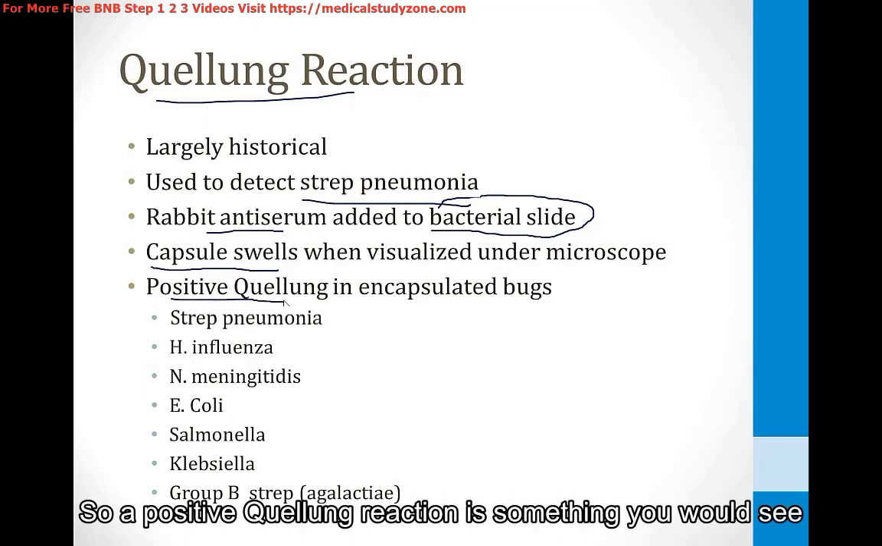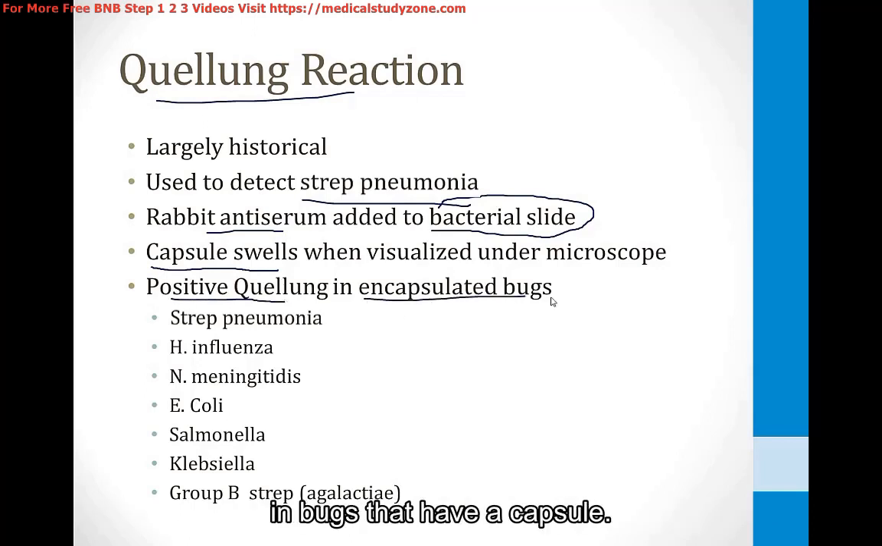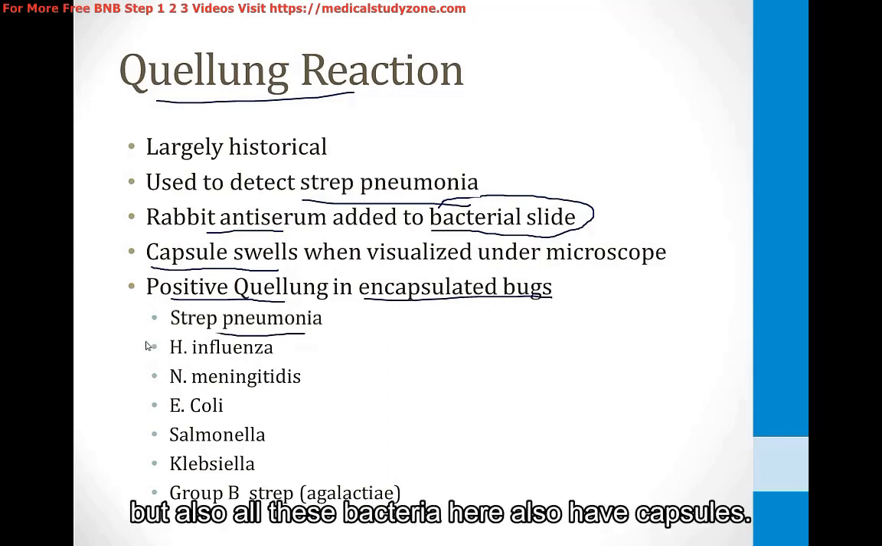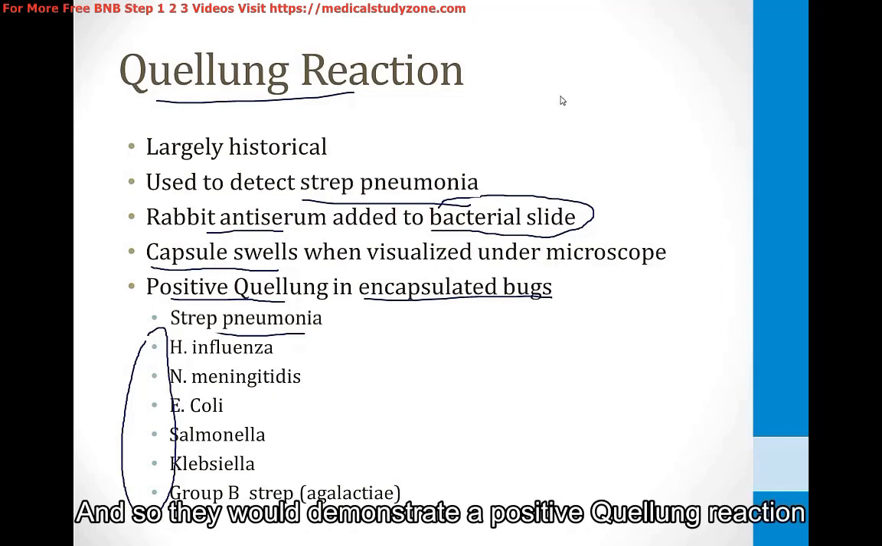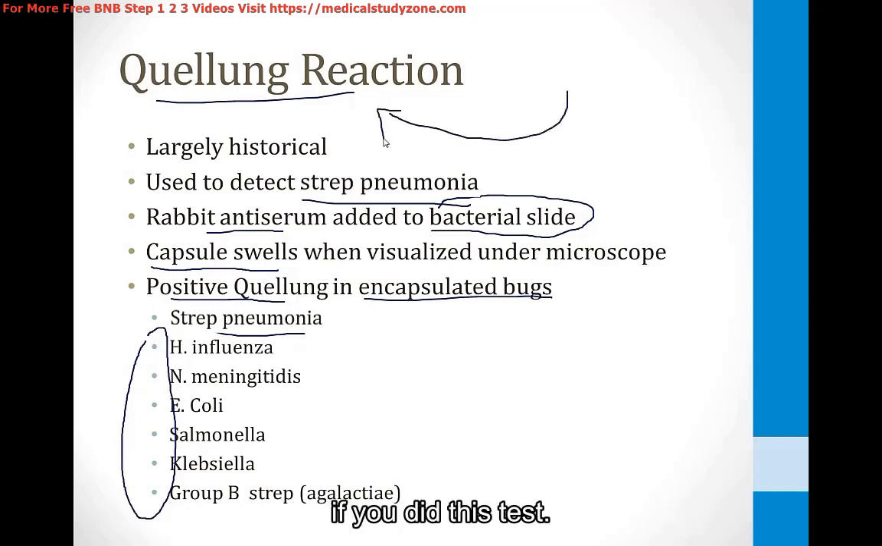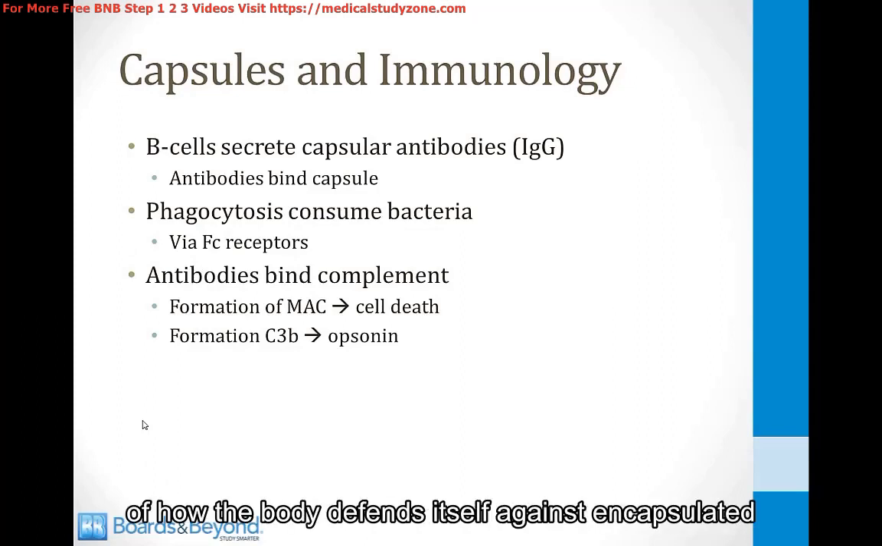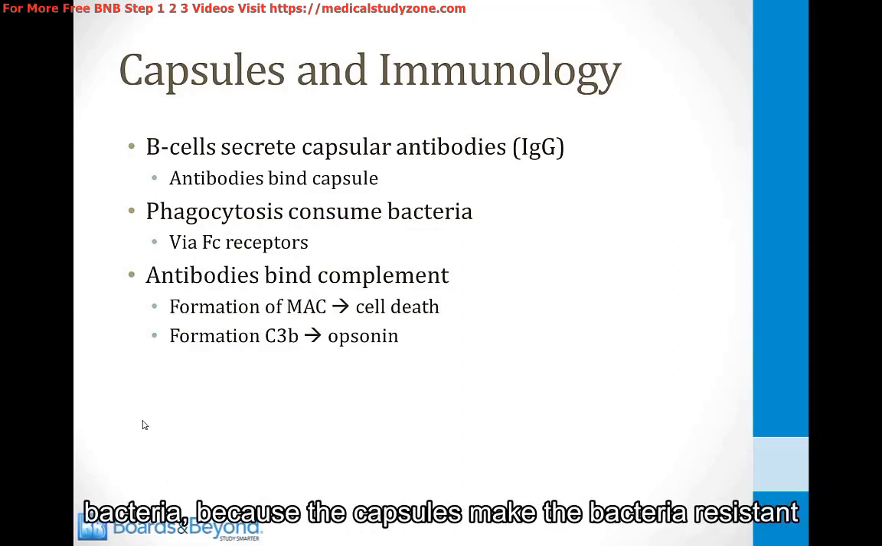So a positive Quellung reaction is something you would see in bugs that have a capsule. So like I said, the most important was strep pneumoniae, but also all these bacteria here also have capsules, and so they would demonstrate a positive Quellung reaction if you did this test. It's important that you understand the immunology of how the body defends itself against encapsulated bacteria.